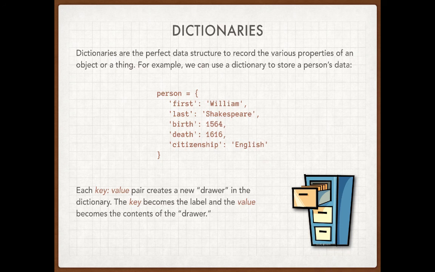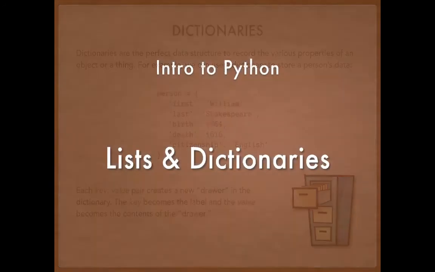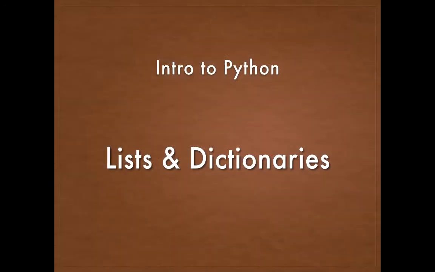I can start to compare people. I can do all kinds of really interesting things about that, right? So each of these key value pairs creates a new drawer in a dictionary here called person. The keys are first, last, birth, death, citizenship. And the values are the contents of those drawers, right? Namely, William, Shakespeare, 1564, 1616, English, right? This is probably a more common use for a dictionary. It's one that you see all the time. All right. So that's it for the theory part about it.